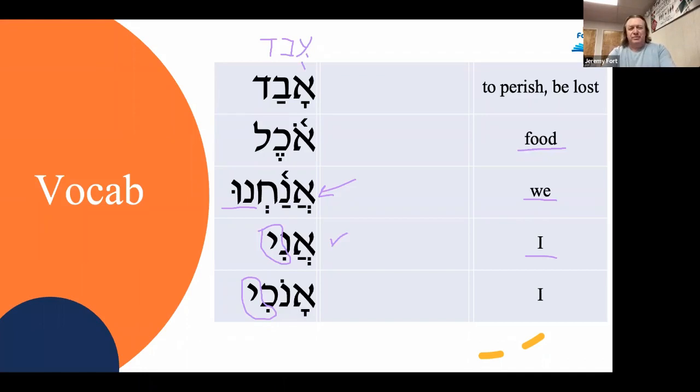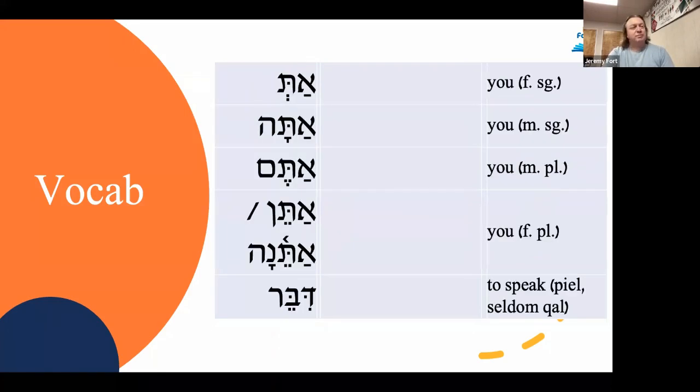Is it like the older word or something? Just a different form. I think it's more like regional dialect, probably.